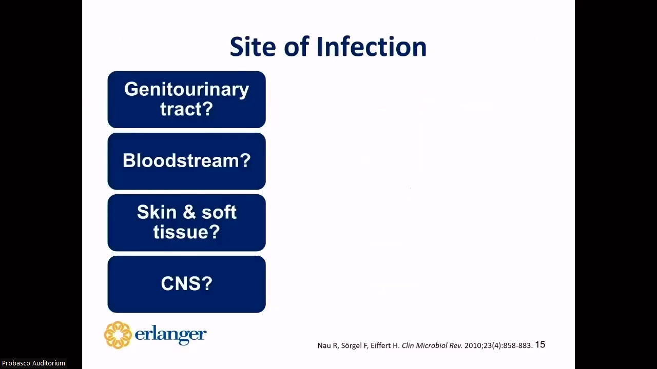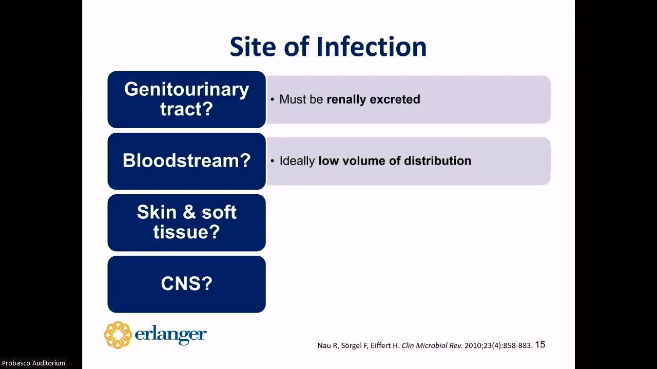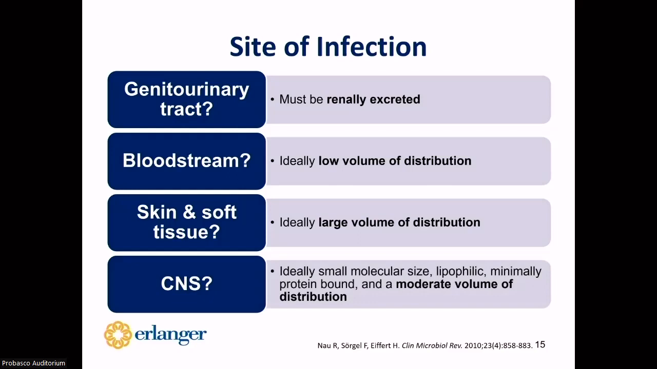Working through a few examples here, if the infection is in the GU tract, we'd like our drug to be renally excreted. If it's in the bloodstream, we'd like a low volume of distribution. If it's a skin and soft tissue infection, we'd like a large volume of distribution. If it's in the central nervous system, we start to get pretty picky about what we want. But the big points here really are just renal excretion and volume of distribution that we want to think about.